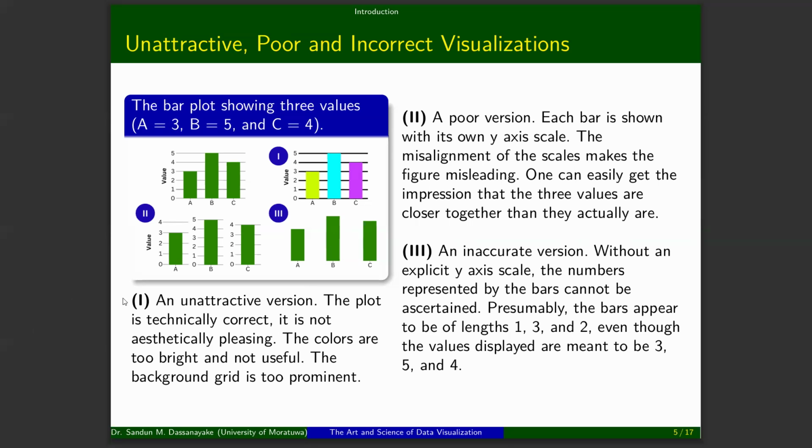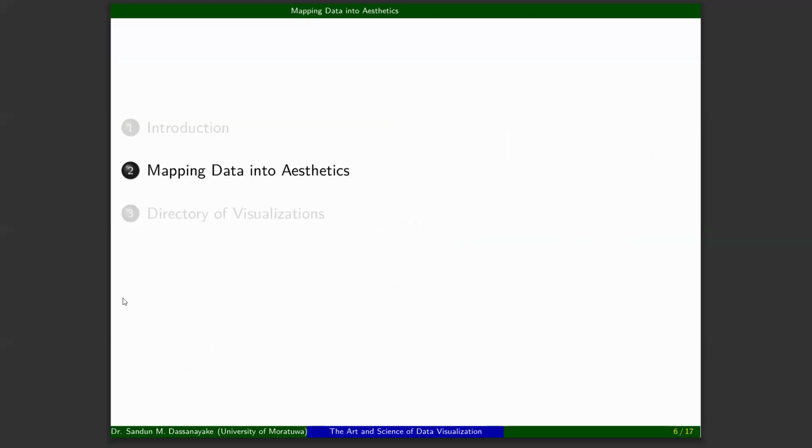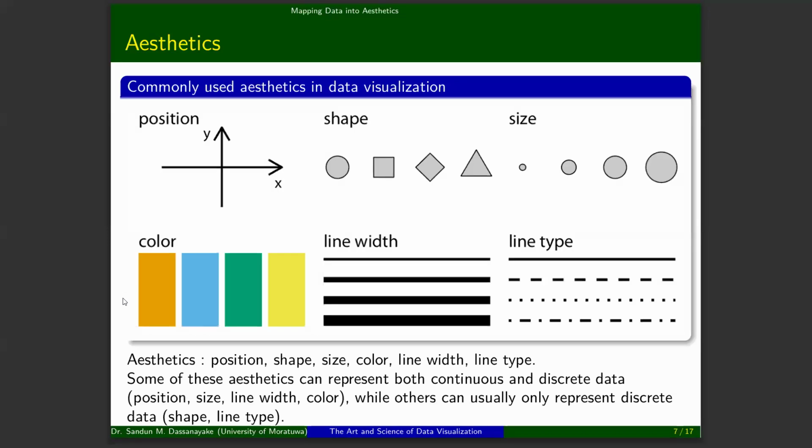Now let's go ahead for the next one. Now the entire exercise of visualizing data is associated with mapping data into aesthetics. So what do you mean by data and what do you mean by aesthetics? There are commonly used aesthetics in data visualization. I have given 6 types of aesthetics.